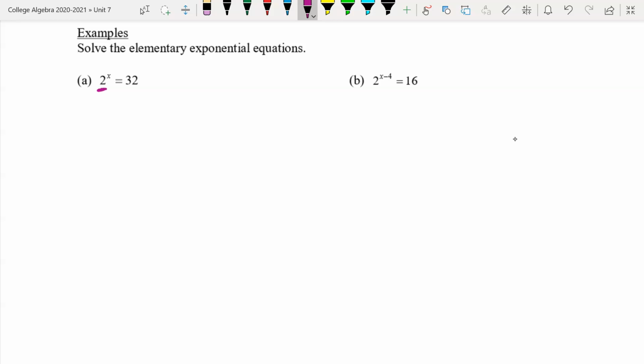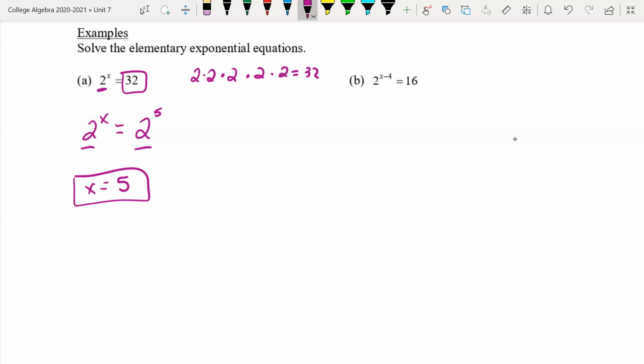So I usually look at the whole number 2 and think, how can I get 32 rewritten as a base of 2? Well, 2 to the x power, if I want to rewrite 32, I have to think, 2 to the what power gives me 32? Well, 2 times 2 is 4, times 2 is 8, times 2 is 16, times 2 is 32. So how many 2's do I have? Well, that's 5. So now that they have the same base, I can get rid of my bases and just say x equals 5. And that is you solving that elementary exponential equation. So go ahead and try this one by yourself.